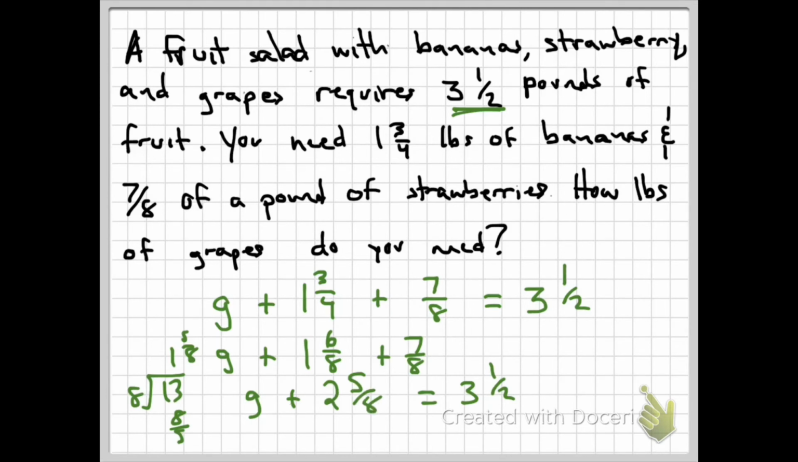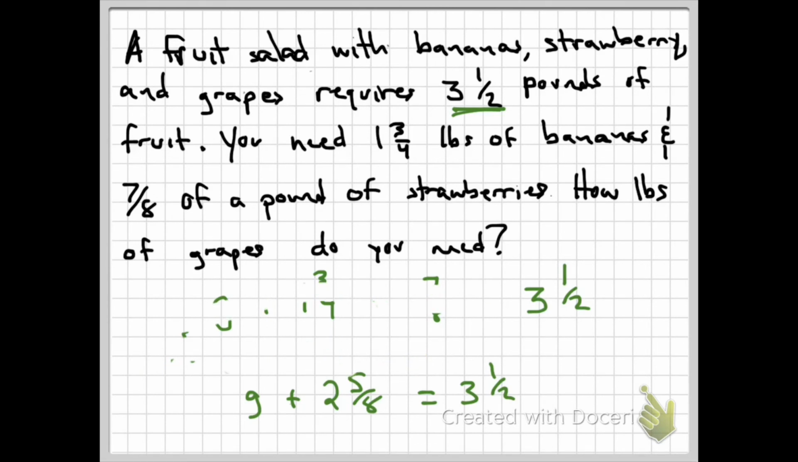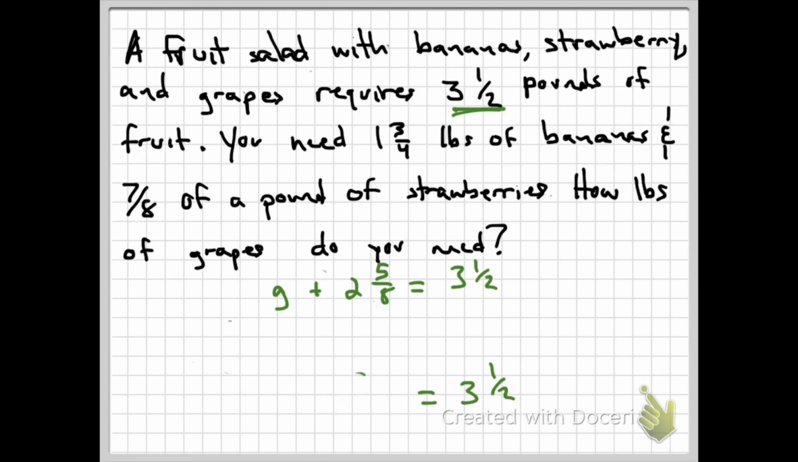All right, so let's erase a little bit here so we can get some more room. All right, now we have it as a one-step equation. And I'll rewrite this up here. We have G plus 2 5/8 equals 3.5. All right, so we can see that we have plus 2 5/8, so we're going to subtract that, all right, which cancels out here. And we'll do that the same over here.